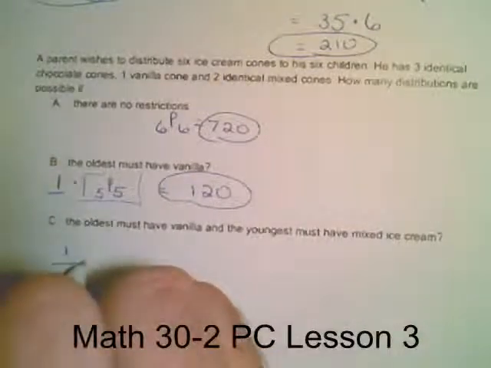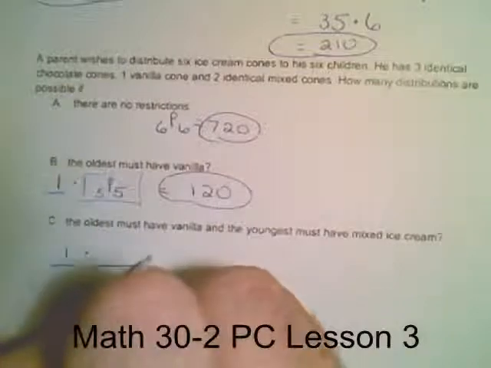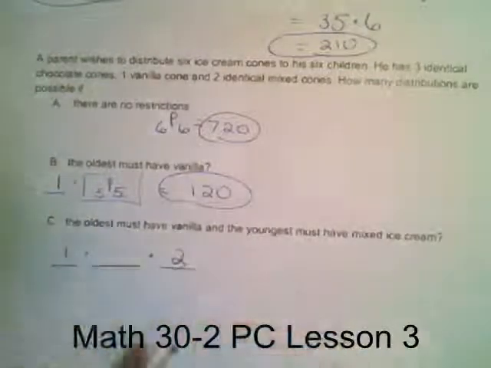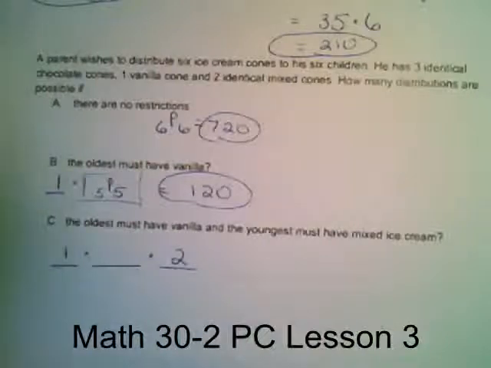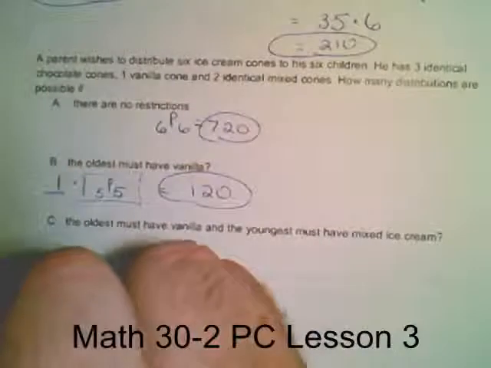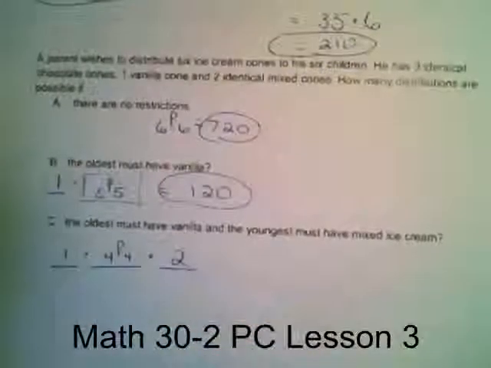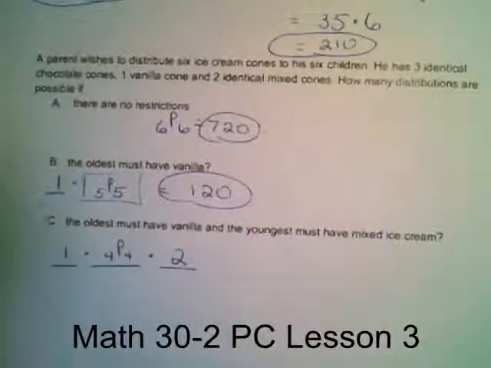If the oldest must have vanilla, well, the oldest has 1 choice for vanilla. And then I've got 5 others. For those 5 others, I've got to do 5 pick 5, or 5 factorial. That ends up being 120. Okay, oldest and 5 others.